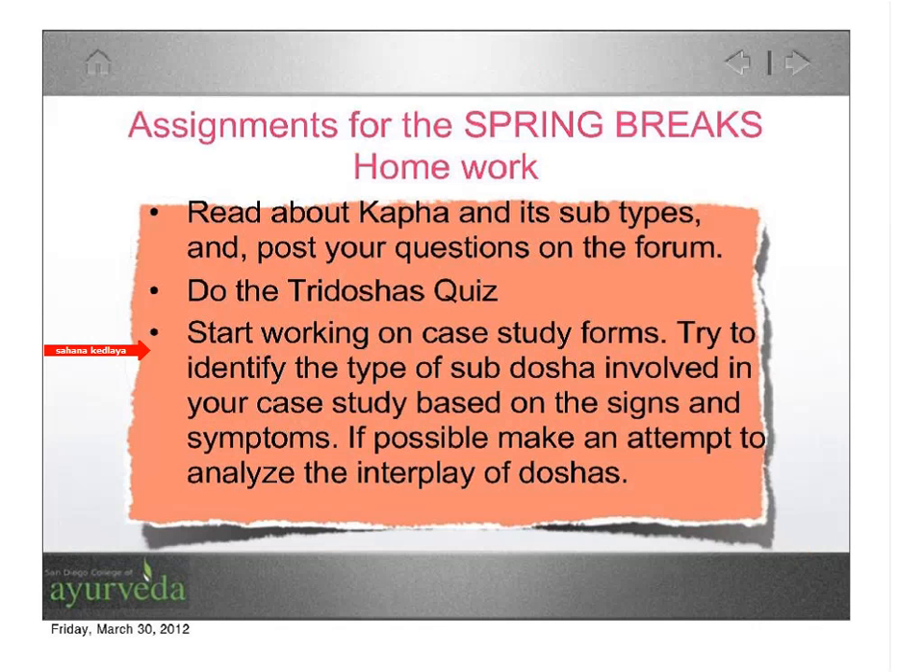You have to submit at least two case studies before the completion of the course. So please start working on the case study forms and try to identify the type of subdoshas involved in your case study based on the signs and symptoms. And if possible, make an attempt to analyze the interplay of the doshas. Just to give an idea, interplay means if the digestion is affected, it can be because of the Samana Vata, or it can be because of the Pachaka Pitta or Kledaka Kapha, or it can be because of the imbalance of all three. Just try to make a guess or analyze such interplay of the doshas in your case study. So that's about the assignments.